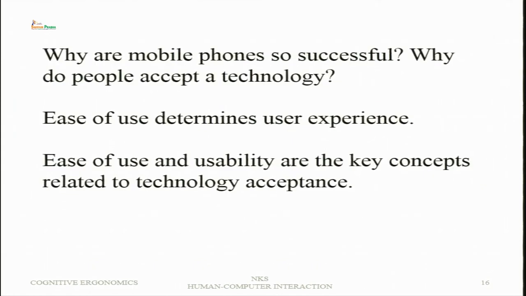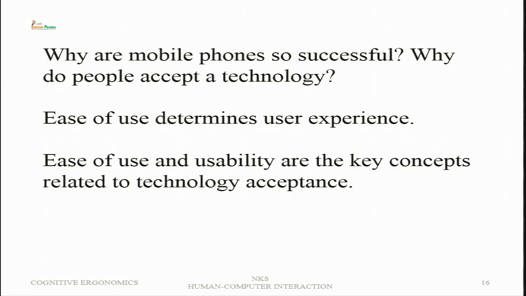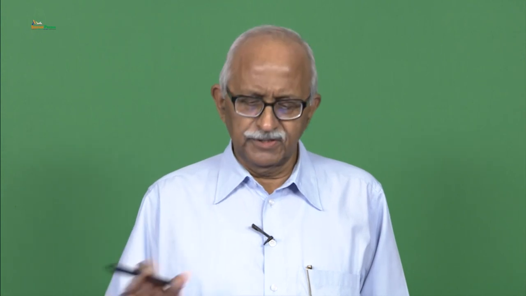So one can ask this question: why are mobile phones so successful? Why do people accept a technology? As I mentioned a few minutes earlier, the idea is that the feeling of control, the sense of controlling a system, is the central point to be considered. Any system which allows a good feel of control, that I am in control, I can do something more, extra, faster, without errors or with fewer errors, these considerations lead to the success of a technology.